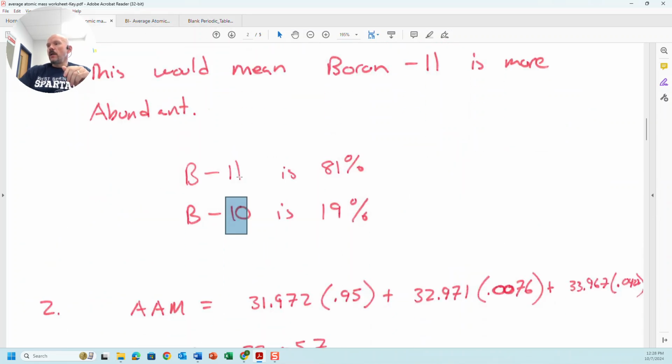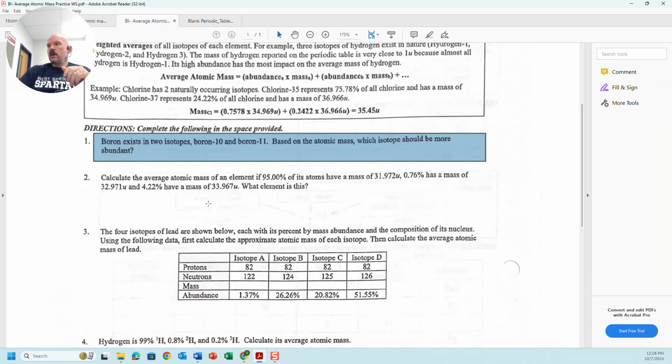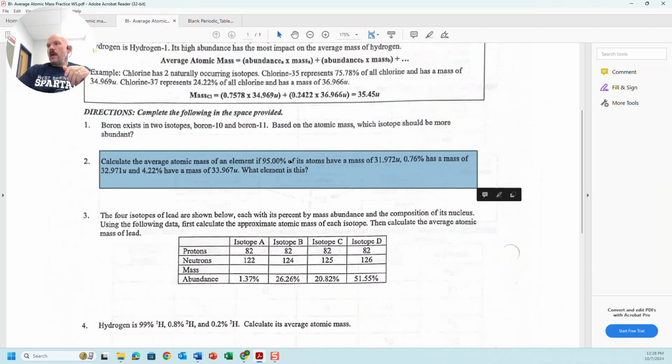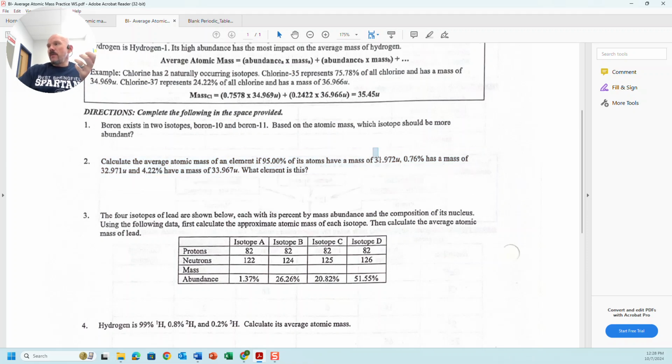So we'll keep on rolling. We'll go to the next one. All right, so here they gave us our mass numbers and they gave us our percentage abundance. So all we have to do is plug them in. Now, in this practice problem, the mass numbers they didn't give us were whole numbers. A lot of times mass numbers would be whole numbers. So instead of 31, this will be 32, and this will be 34, right? And this one would be 33.